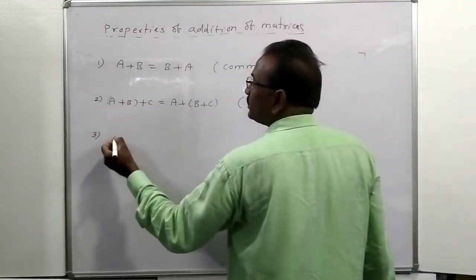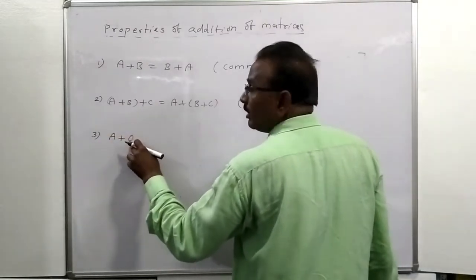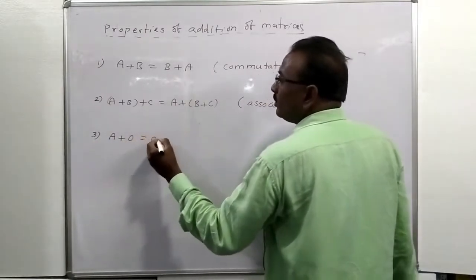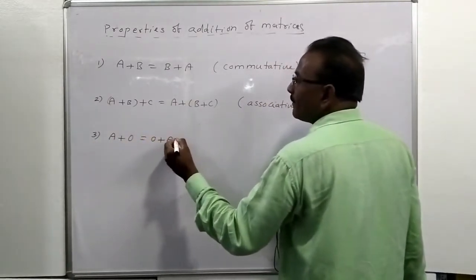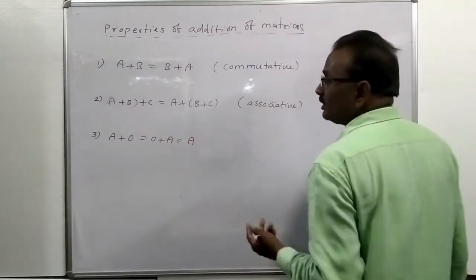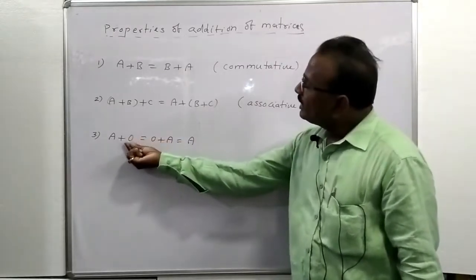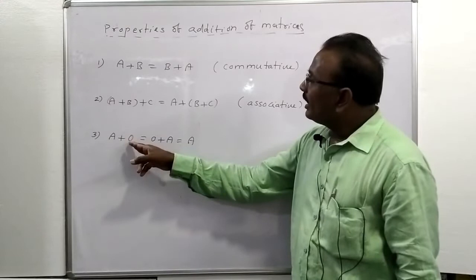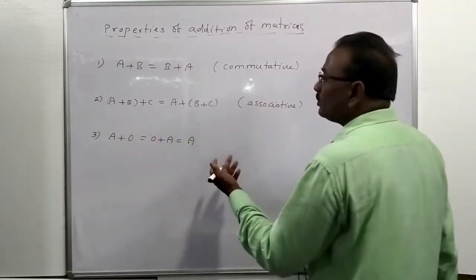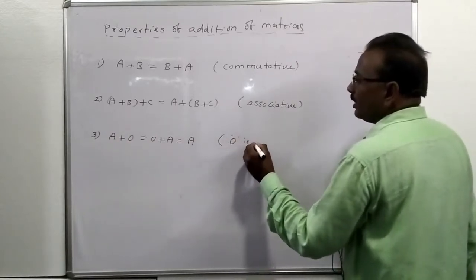Third one is A plus O, where O is the null matrix of the same order as A, is equal to O plus A, which is always matrix A. So this is always true. If A is any matrix of order m by n, O is the null matrix of the same order as A, then A plus O is equal to O plus A is equal to A. So O is the additive identity.